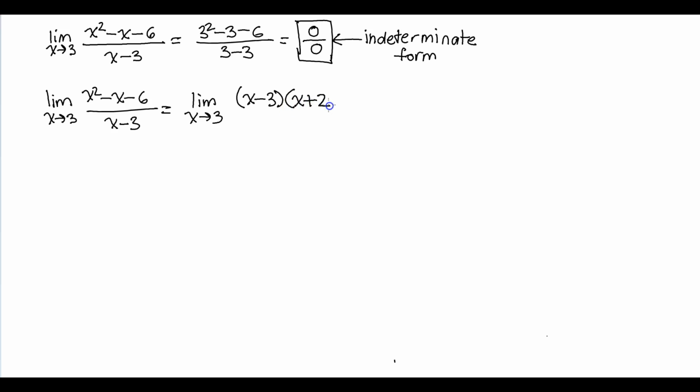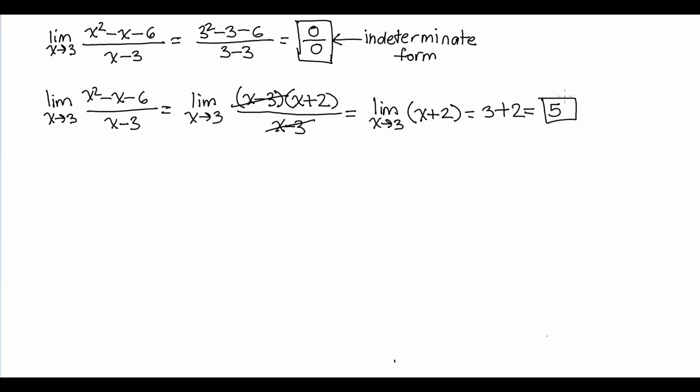By visualizing these factoring patterns, you can determine whether something can be factored or not. So you can see that these two would divide each other out. They would cancel out, leaving the limit as x approaches 3 of x plus 2. And this one, you can solve by direct substitution. That's just 3 plus 2, which equals 5.